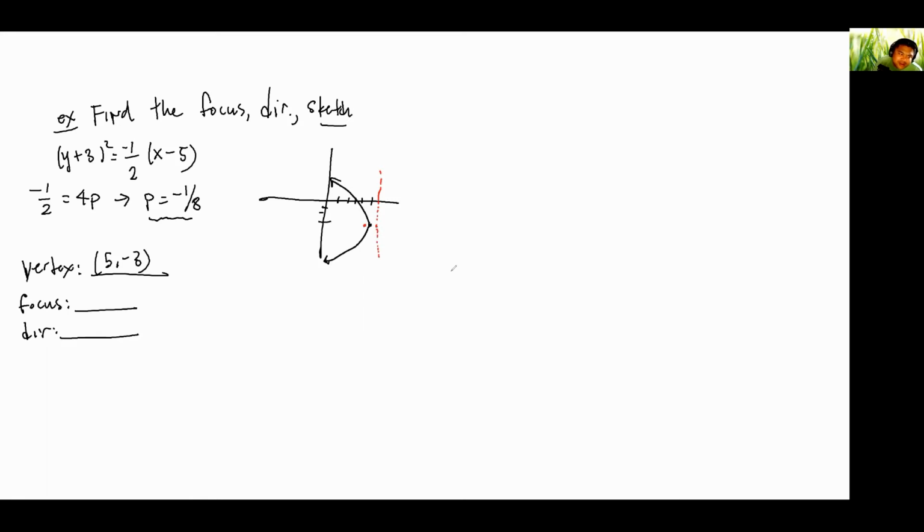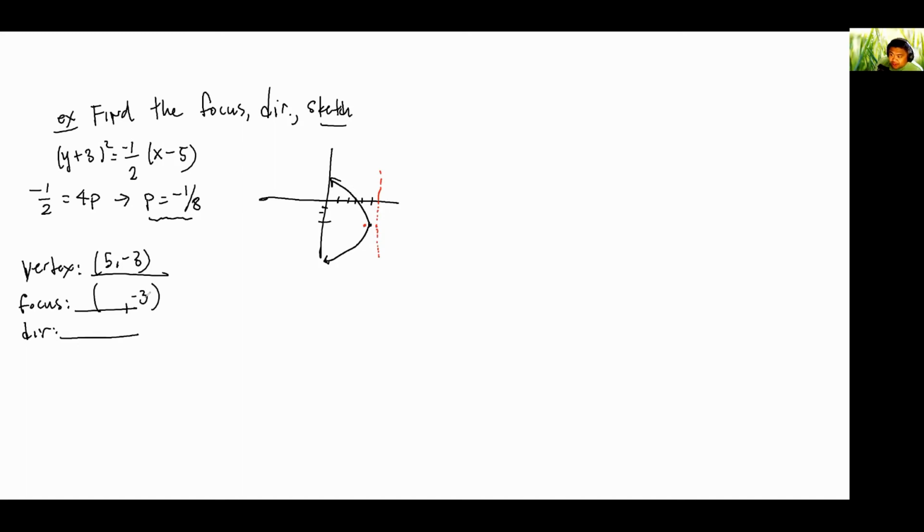So we have to do a little bit of math here. This is -1/8. When I say math, I mean arithmetic. If we think about it, we notice that the -3 is not changing for the focus.